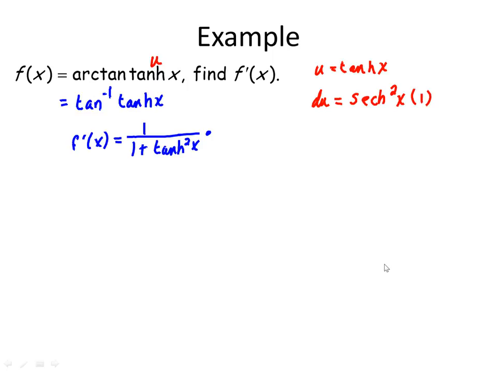So, go back to your problem. The derivative of tangent inverse is 1 over 1 plus u squared. And in this case, u is tan x. Times the derivative of u. Well, the derivative of tan x is sec squared x. And then, like I said, the du is not going to matter.